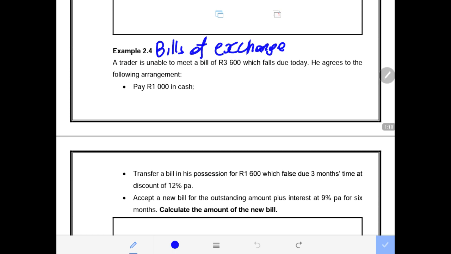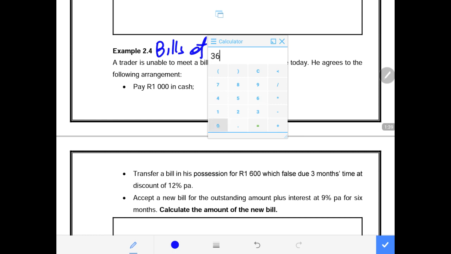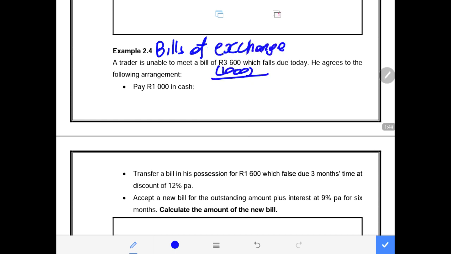So what he does, he takes cash out of his own disposal in order to pay the 3,600 that he is owing. And I want to make that very clear. Obviously, if we say 3,600 minus 1,000, there will still be 2,600 that is still outstanding, that still needs to be settled. And this must all take place today because the bill is due today.